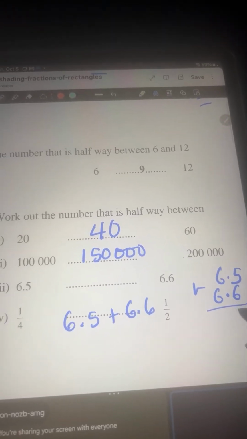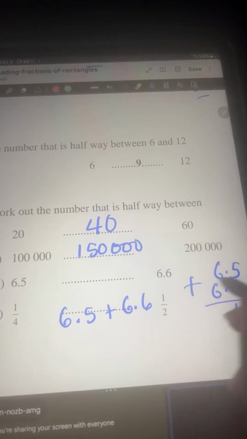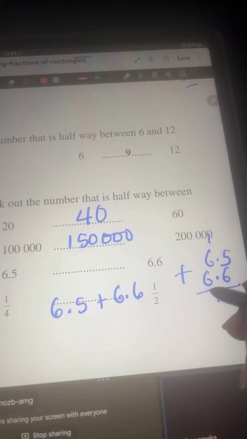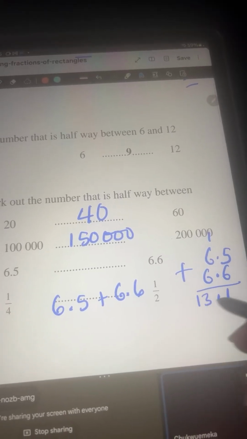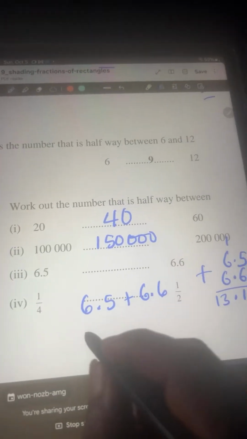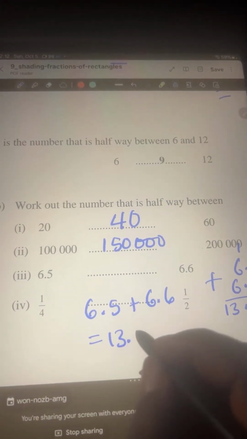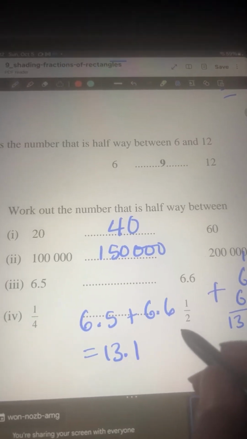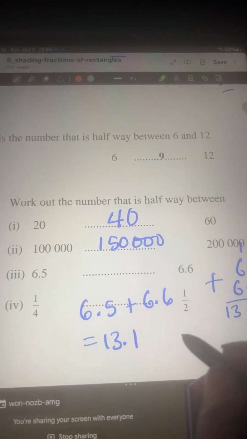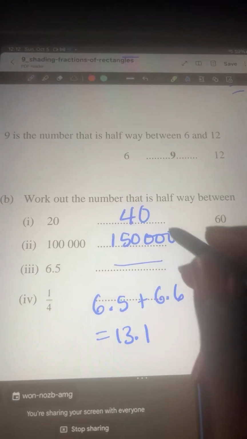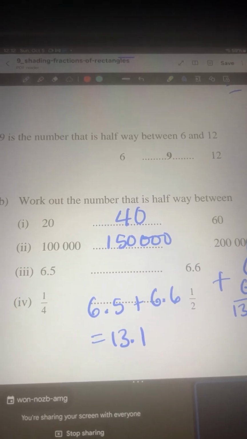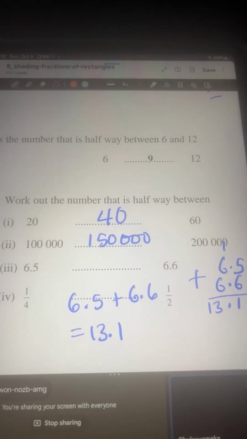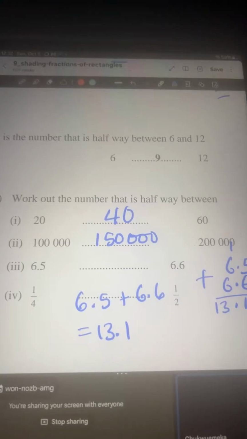5 plus 6 is 11. You write 1, carry 1, right? Yes. The 1 plus 6 will give you 13. So we are talking about 13.1, right? Yeah. Since the sum is 13.1, we are interested in finding the number between them, the number at the center. So after adding both of them together, you have to divide by 2 to find the center.